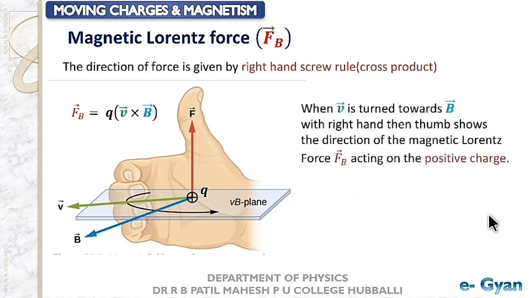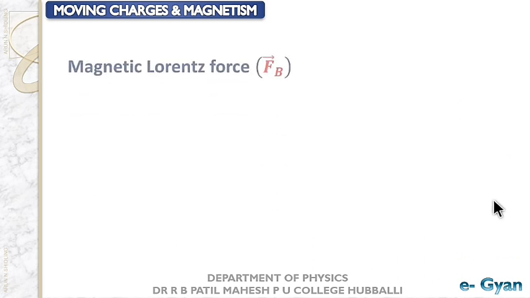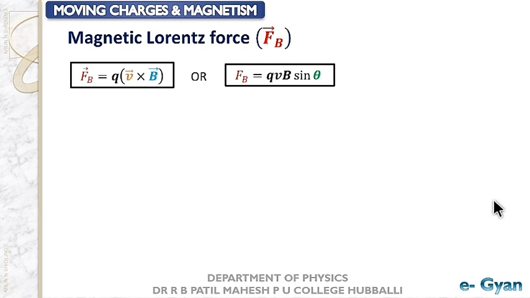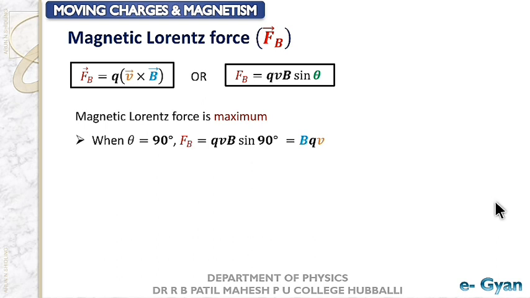So here is the explanation for it. Proceeding further, we shall study magnetic Lorentz force and its cases. Let us find out when the magnetic Lorentz force will be maximum. Magnetic Lorentz force is maximum when theta is equal to 90 degrees. Then we have sine 90 as 1, and so the magnetic Lorentz force equals BQV. This is the maximum value we can attain for magnetic Lorentz force.